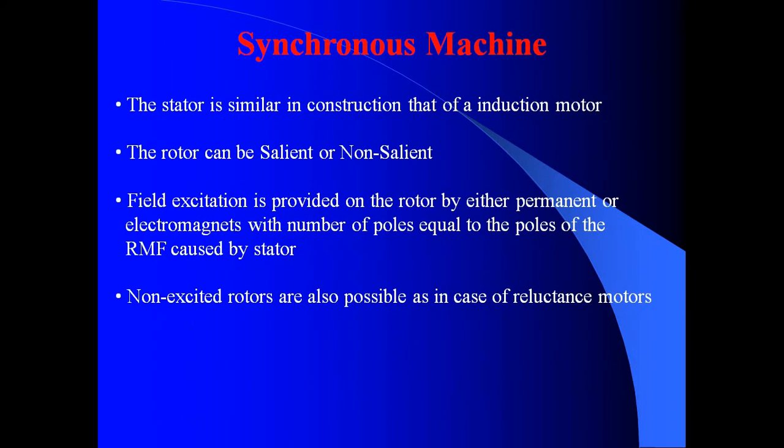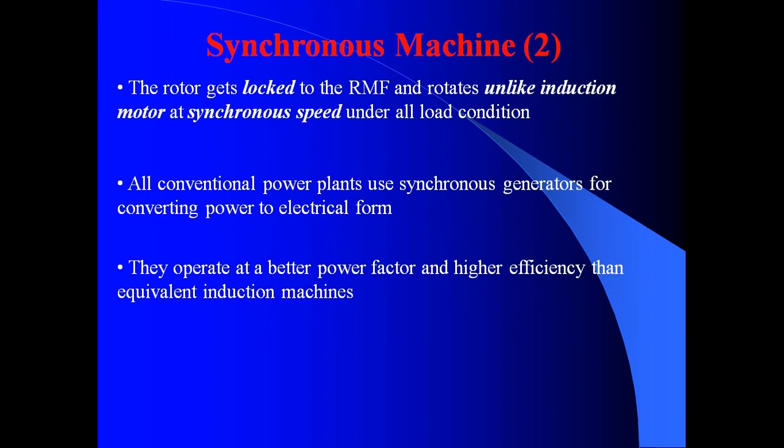Synchronous machines: the stator is similar in construction to that of an induction motor. The rotor can be salient or non-salient. The fixed excitation is provided on the rotor by either a permanent magnet or an electromagnet, with the number of poles equal to the poles of the rotating magnetic field caused by the stator. Non-excited rotors are also possible, as in the case of the reluctance motor, and then the rotor gets locked to the rotating magnetic field and rotates, unlike an induction motor, at synchronous speed.